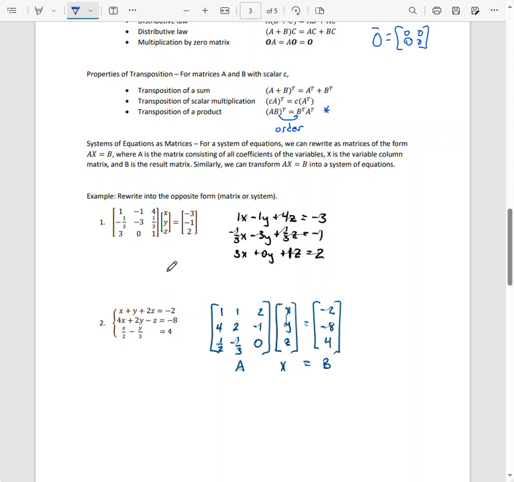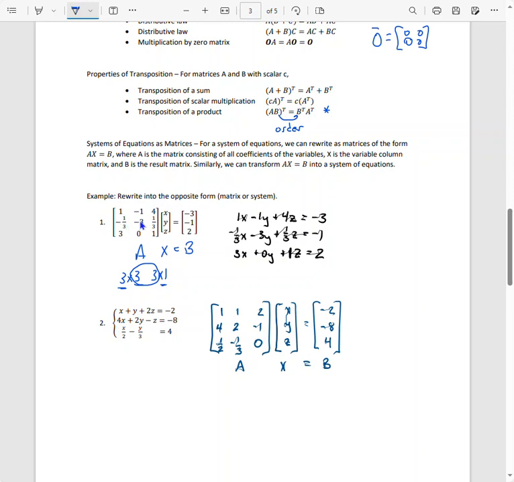So I'm going to rewrite in the opposite form here. Here we have a matrix system AX equals B. What I'm going to do really is take row 1 of matrix A and multiply it by column 1 of matrix X. Notice this is a 3 by 3. And what is our variable matrix? Our X matrix has 3 rows and 1 column. This tells us it's okay to multiply. My answer is going to be a 3 by 1. Cool. So 1 times X, negative 1 times Y, 4 times Z equals negative 3.